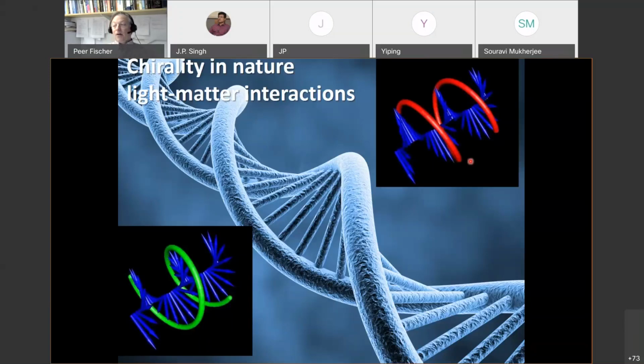But this is only a schematic, and it's not a good one, because typically the molecule is, of course, much, much smaller than the wavelength of light. So the interaction is really a very, very weak one. So these are very weak optical effects.